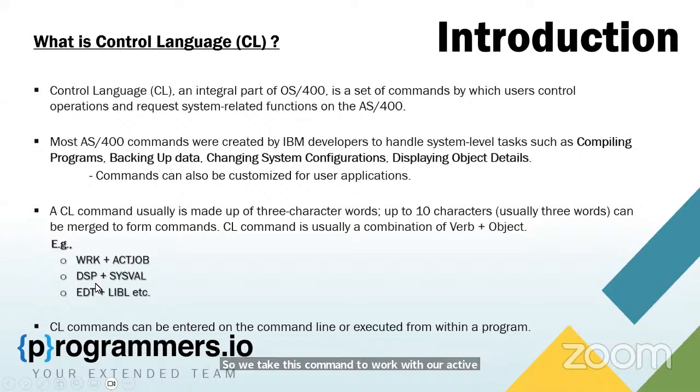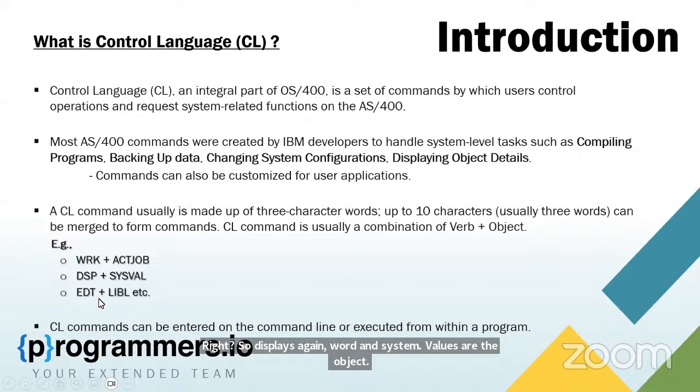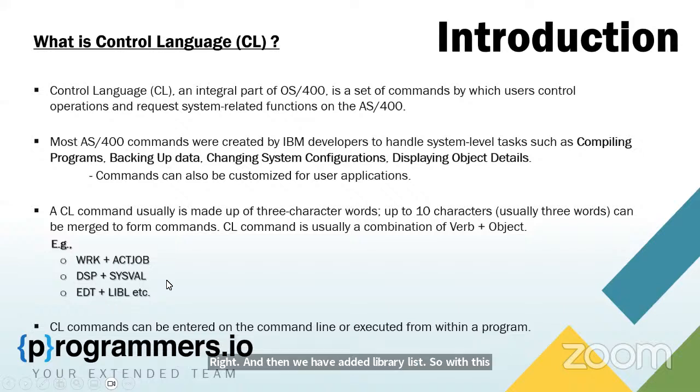Likewise, we have display system values, right? Display is again the verb and system values are the object. And then we have edit library list. With this command, we can edit the library list. Many of these commands you might have come across already, or some of them. We'll anyway go through those. And CL commands can be entered on the command line or executed from within a program.